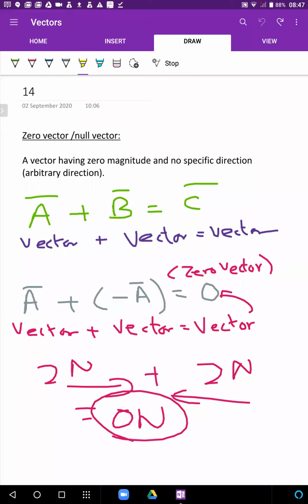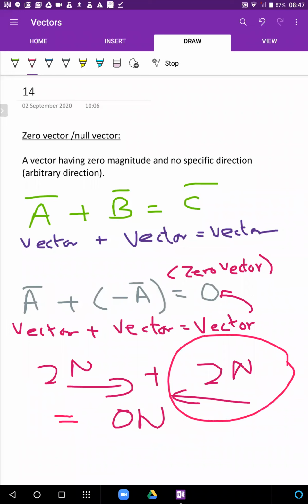What does arbitrary direction mean? Arbitrary direction means random direction. Random direction. Let's look at an example. If you remember, we started our class with this example, last week's lecture. Imagine two people are pushing a car. One person is pushing the car towards the right with the force of 2 Newton. Another person is pushing the car towards the left with a force of 2 Newton.